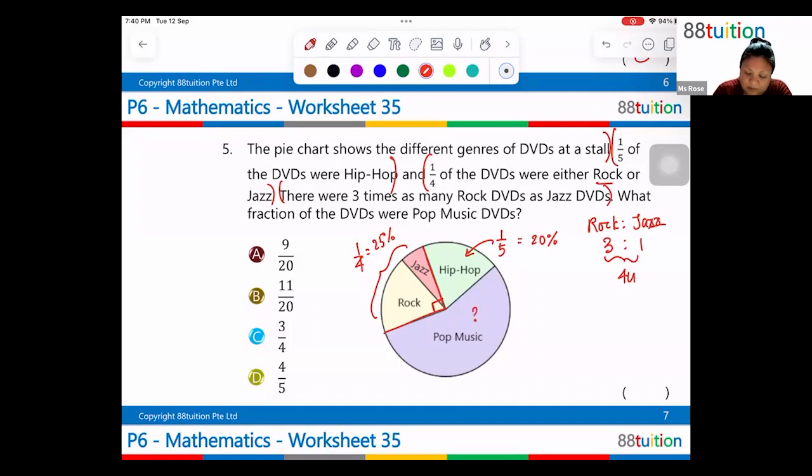What fraction of the DVDs were pop music? So we want to know what is pop music. So I have 25%, I have 20%. That means pop music is how many percent? I have to take 100% minus 25 and 20 to give me a total of 55%.